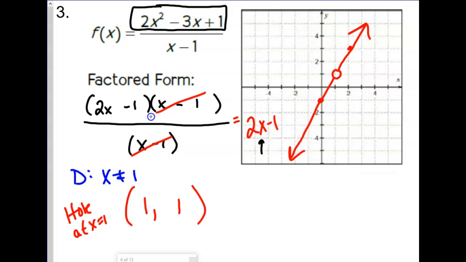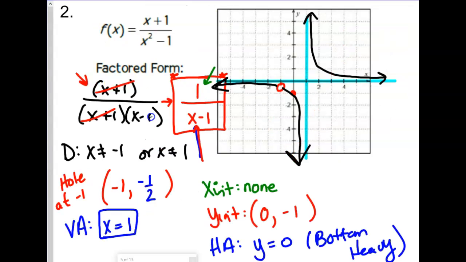If that ever shows up in your future, guys, where you remove the discontinuity and you end up with something that you can graph, just graph it.